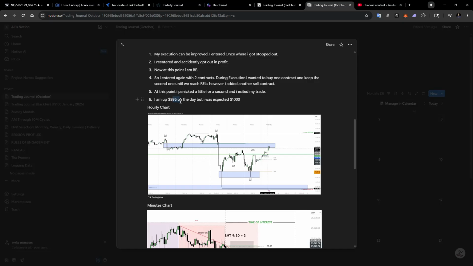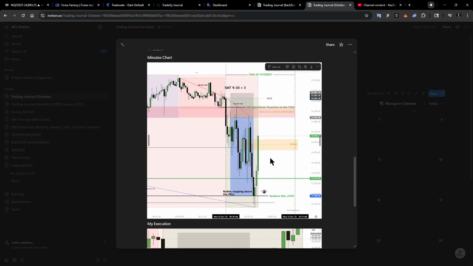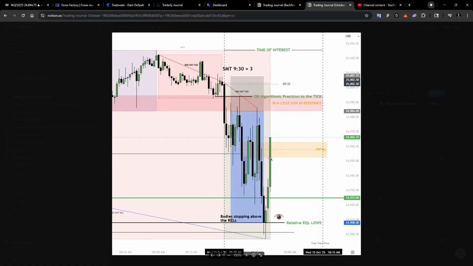I am up 995 on the day, but I was expecting to make 8,000, but that's fine. I'm okay with it. This is the one minute chart. If you want to see a closer look, I want to talk about how I'm in my time of interest, and I saw an SMT at 9:30 over here.